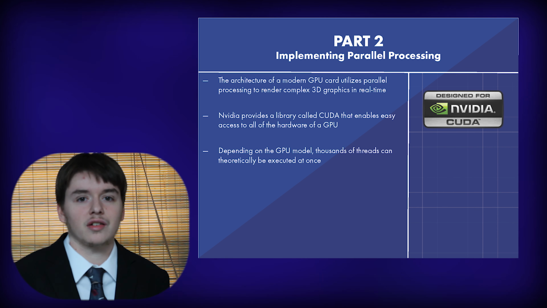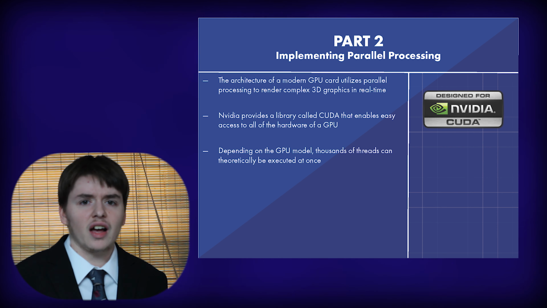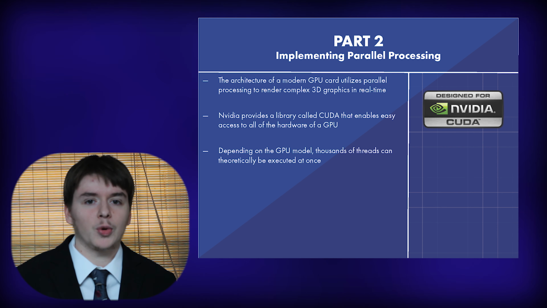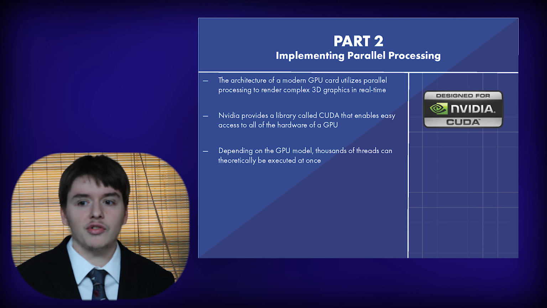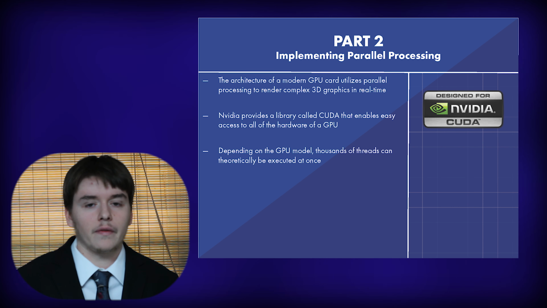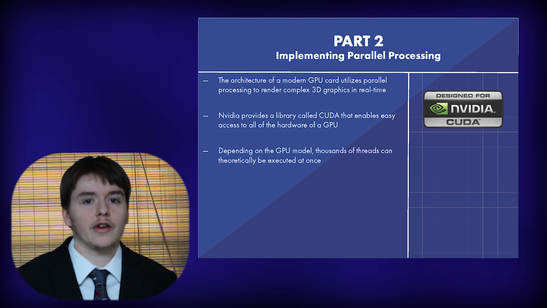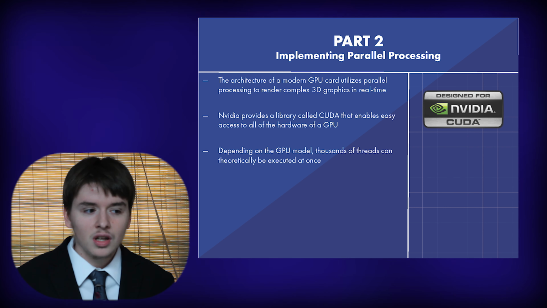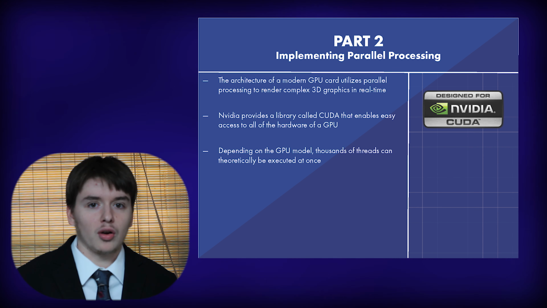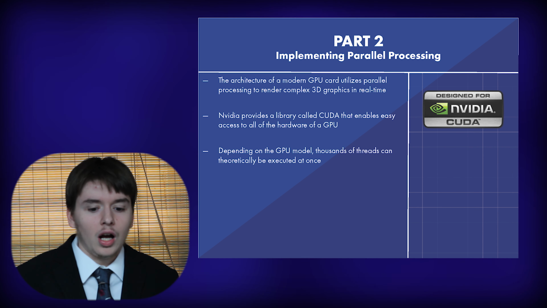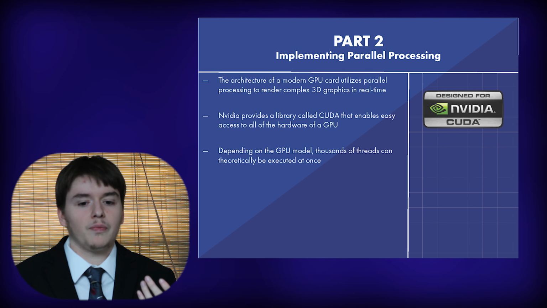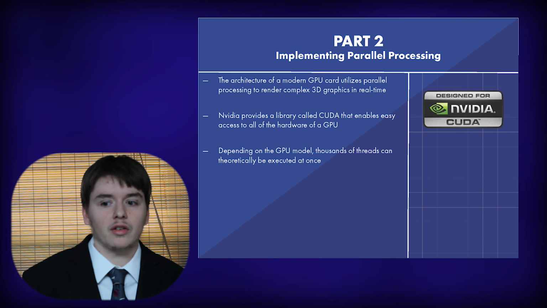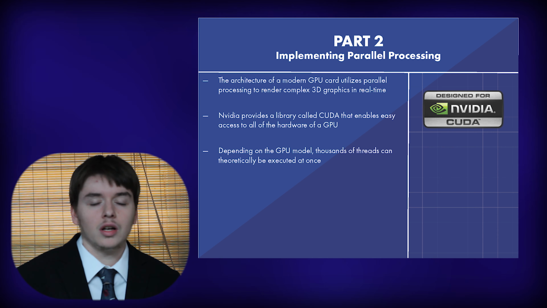NVIDIA realized this in the mid to late 2000s and developed a library called CUDA that allows us to use the architecture of the GPU for things other than 3D graphics. Now, depending on the GPU model, you can have anywhere from 100 particles at once up to thousands. It really depends on how many threads can be implemented.